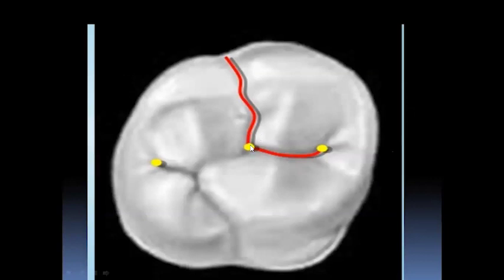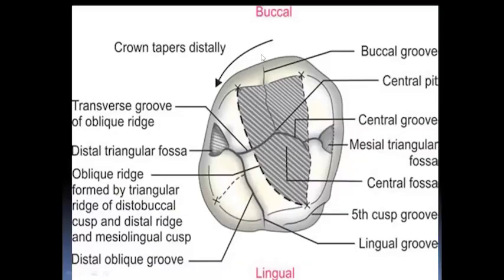This is the central pit, this is the mesial pit, this is the distal pit. This is the buccal groove. This is the central groove. This is the central pit. This is the central groove. Mesial triangular fossa. Central triangular fossa.